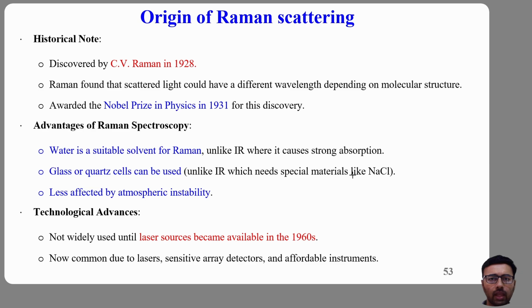That means we can easily study aqueous solutions, proteins, biological tissues, inorganic ions, and living systems. And unlike IR spectroscopy, Raman measurement can often be performed directly in ordinary glass containers. No salt plates are required. Because of these advantages, Raman spectroscopy is widely used in pharmaceutical analysis, nanotechnology, biochemistry, material science, and many more fields.